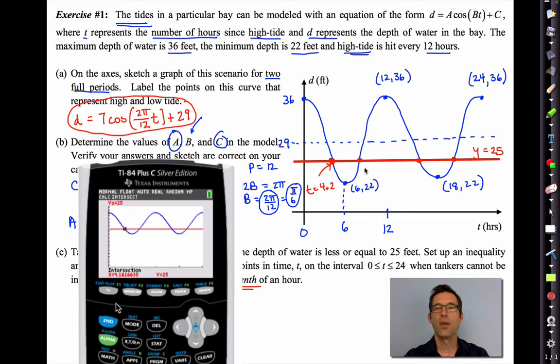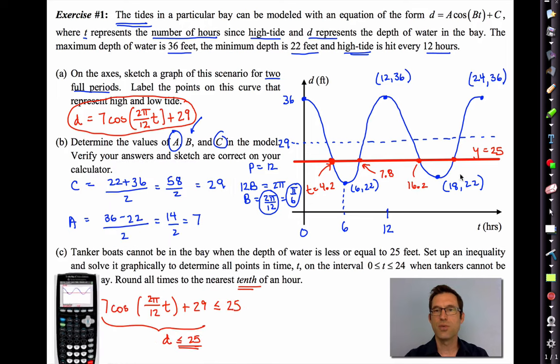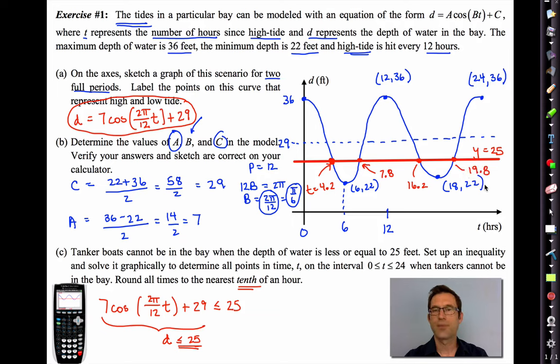All right. Well, this one was at 7.8. This one was at 16.2. And this one was at 19.8. All right. So we can now write a final answer.